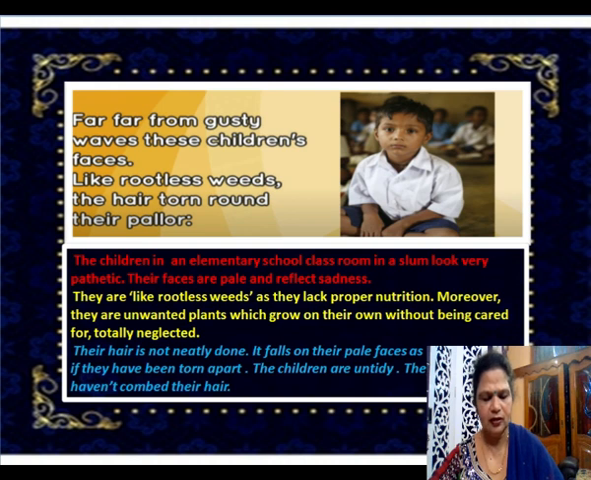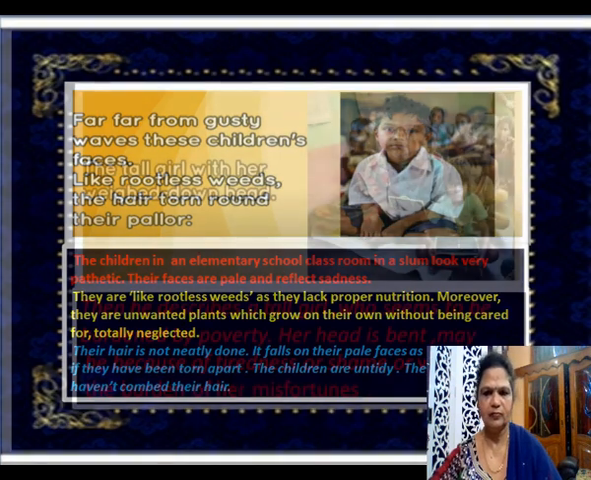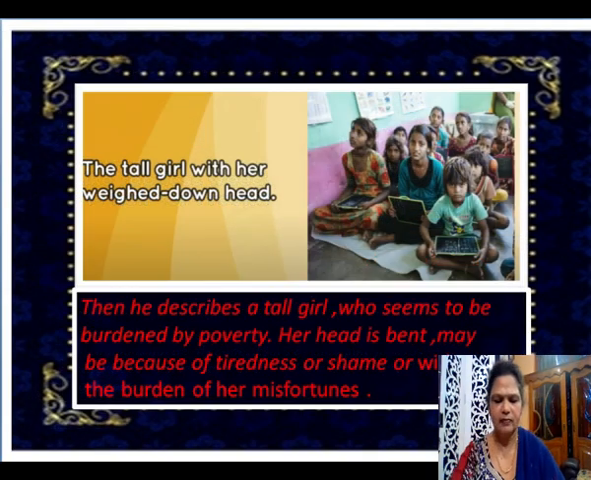Now the last line, the hair torn round their pallor, means their hair is not neatly done. They are not combed properly. It falls on their pale faces as if they have been torn apart. Means the children are untidy. They haven't even combed their hair properly. Now the next line.